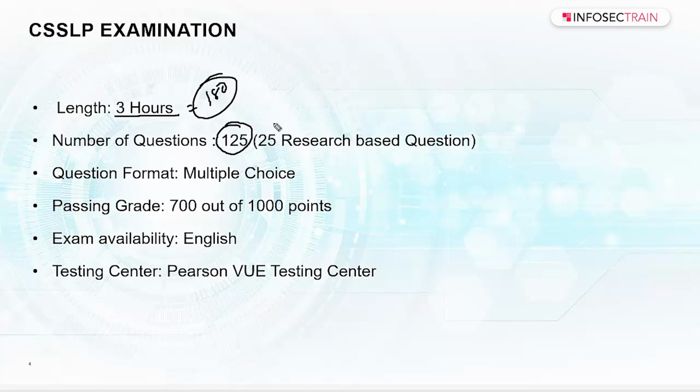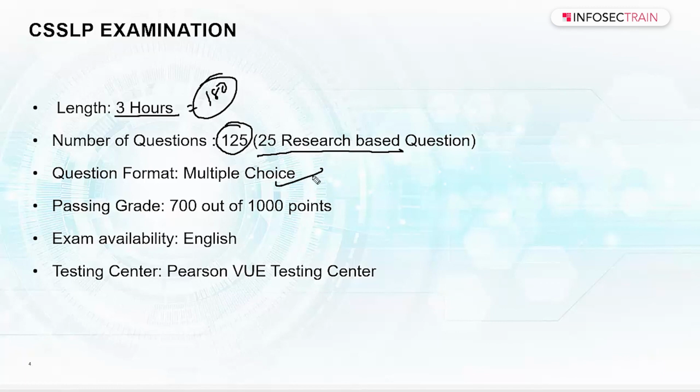Of the 125, 25 are research based questions. It means there is no marking for those. Can we identify those 25 research based questions in the real exam? Definitely no. For you, every question is an exam question, so it is difficult to identify which one is research based and which one is the actual question.